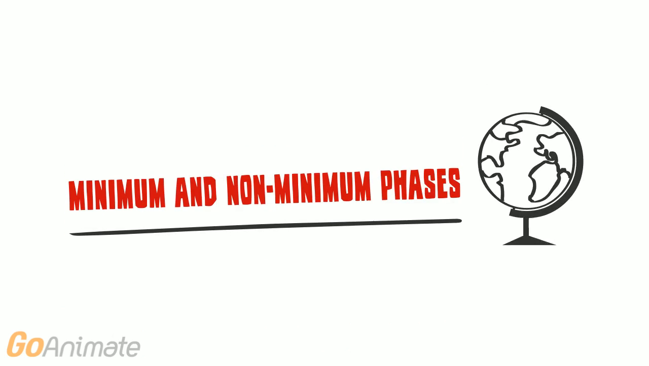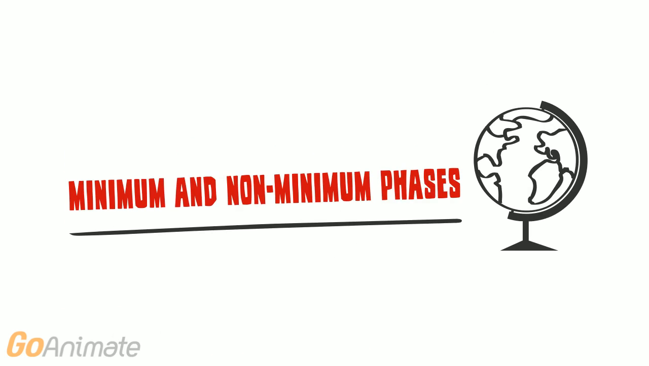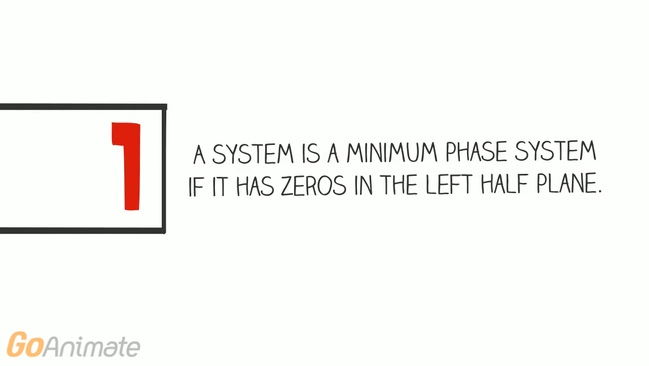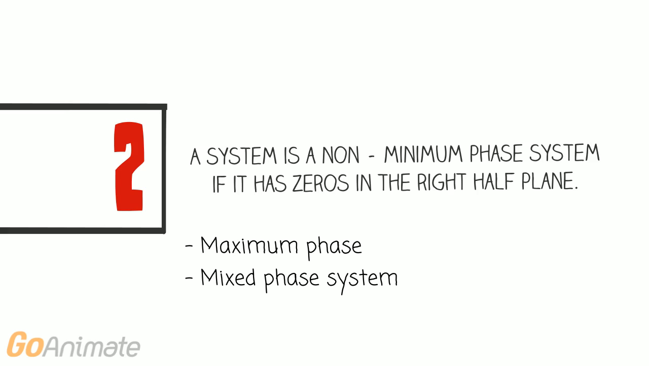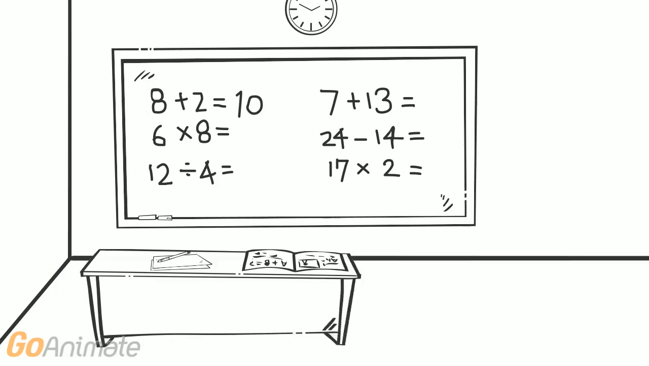Also, a linear system can be classified as a minimum or a non-minimum phase system according to its poles and zeros. A system is a minimum phase system if it has zeros in the left half plane. A system is a non-minimum phase system if it has zeros in the right half plane. Maximum phase system, the zeros of the system are in the right half. Mixed phase if in both sides. How does it work? Let's see an example solved.